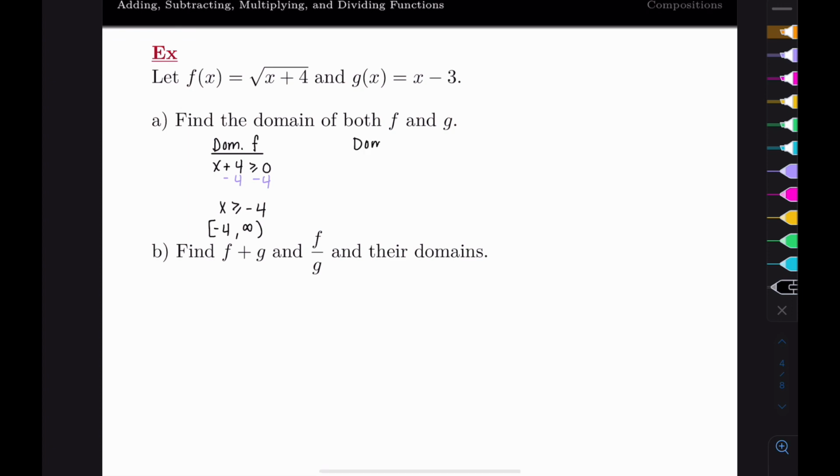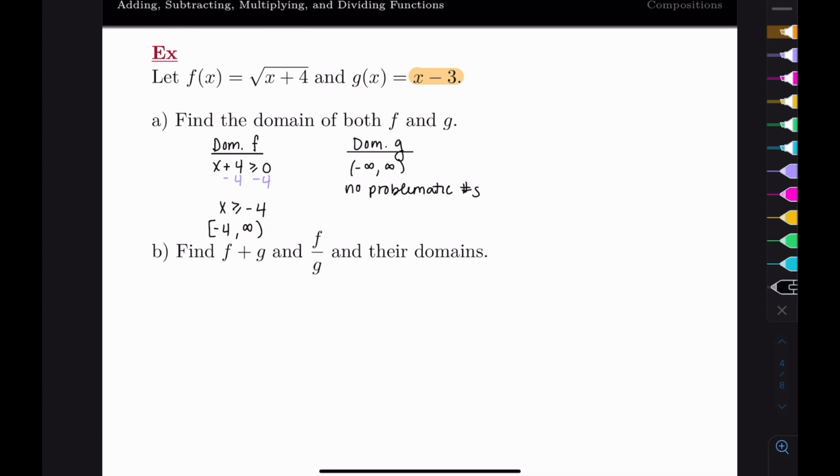Now when we look at the domain of g, for this particular function, x minus 3, you have no issues. Nothing is going to cause a problem. Nothing causes us to divide by 0. Nothing causes the square root of a negative number. So really your domain is all real numbers. Everything works. There are no problematic numbers. Okay?